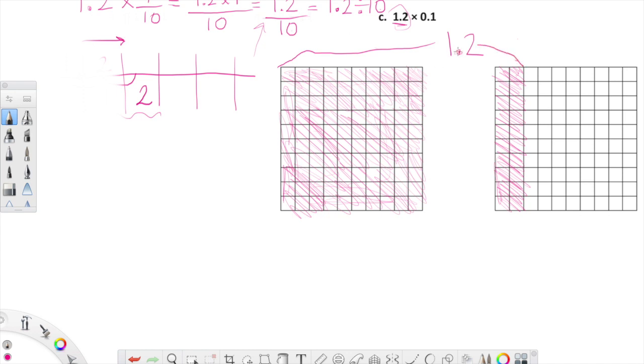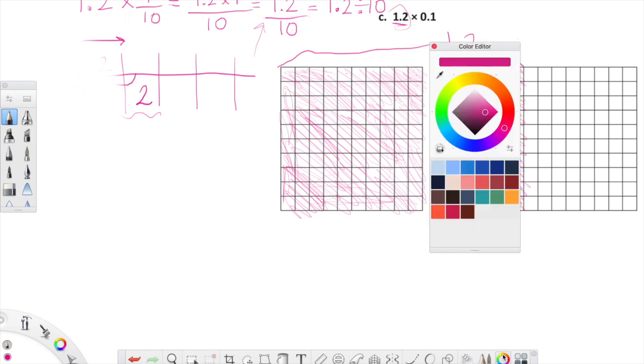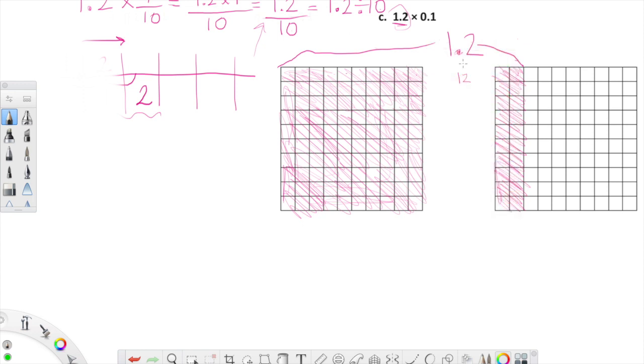1 whole is equal to 1, 2, 3, 4, 5, 6, 7, 8, 9, 10 columns. So that's our 1 whole, and then I needed 2 more columns. Ultimately, what we're looking at here, you guys, is 12 columns. I have 10 here and 2 here. So we're multiplying 1.2 times 0.1, times 1/10, which, so we've shaded in 12 columns.